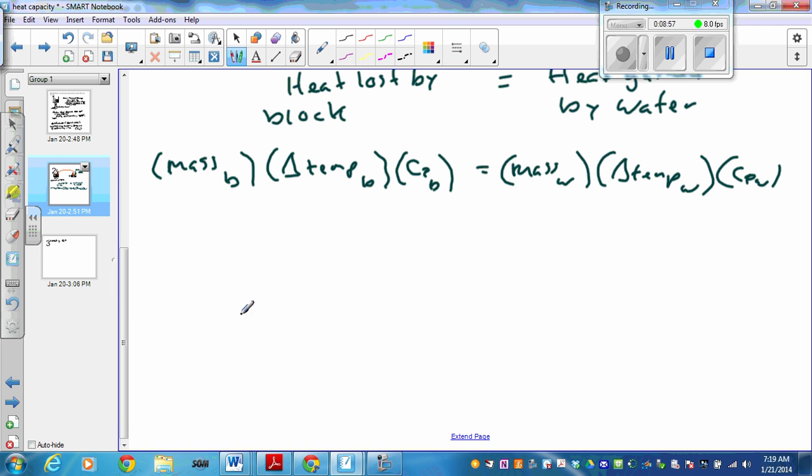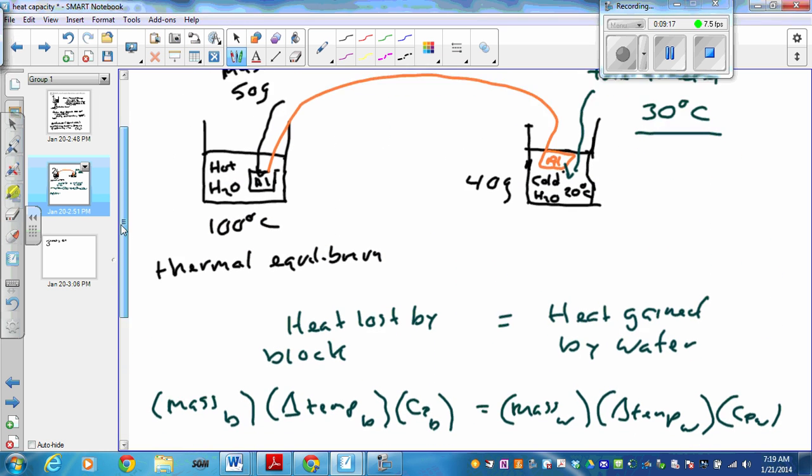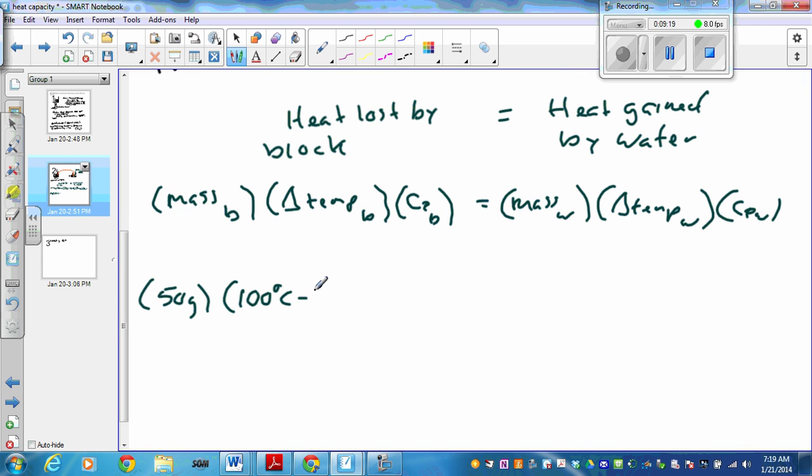What do we know about the block? We know the block is 50 grams. We know that the block went from 100 degrees Celsius, because that's how hot we got it, and it cooled down. Let's take a look real quickly to where it cooled down at thermal equilibrium, to 30 degrees. So to 30 degrees C. And here we have a quantity we don't know. This is our heat capacity. So in this case, we have a piece of metal. We don't know the heat capacity.